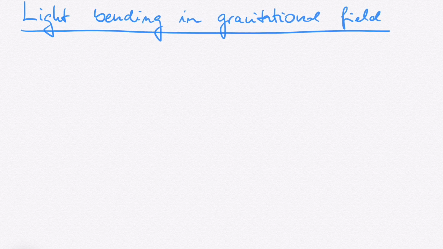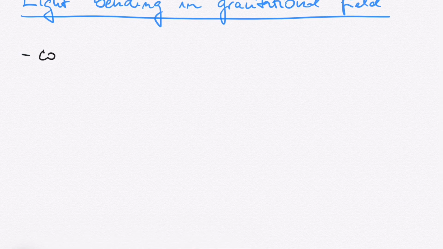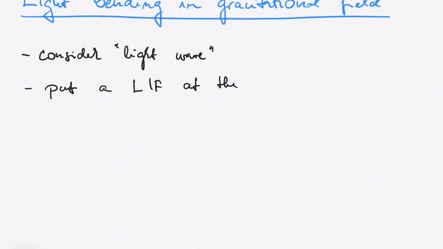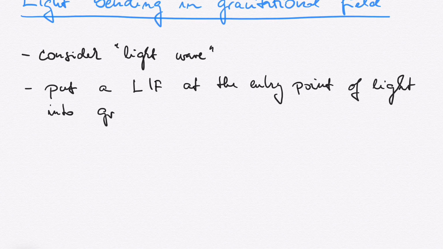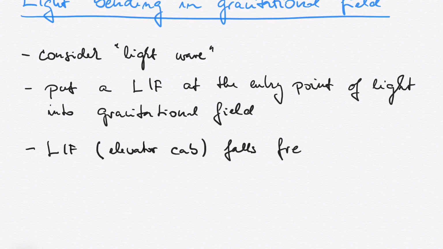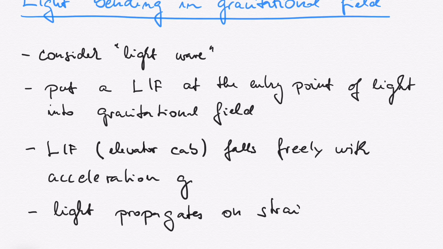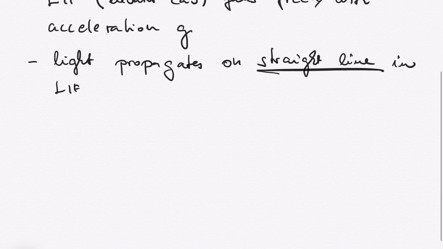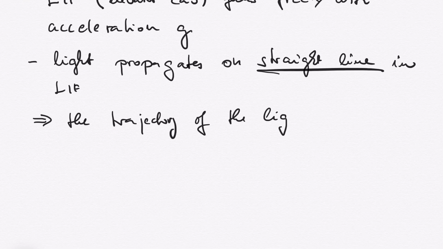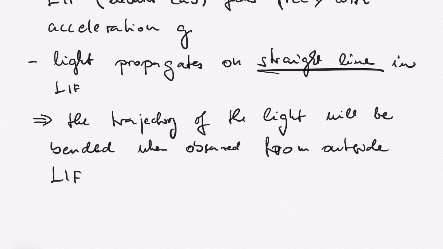As the next application, we're going to consider the bending of light in a gravitational field. So let's consider a light wave, and the light wave enters the gravitational field. We put a local inertial frame where it enters the gravitational field. So it's like putting an elevator cab there. Now, this local inertial frame falls freely with the acceleration g, and light propagates on a straight line in that local inertial frame. So that means that the trajectory of the light outside of that local inertial frame, outside of the elevator cab, will be curved.